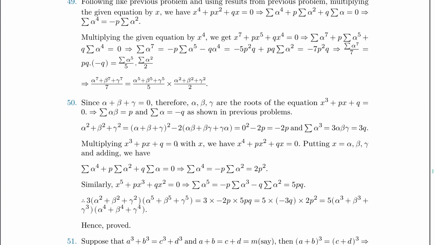Now multiplying this with x, we get x to the power 4, and thus we find sigma alpha to the power 4 as 2p square. And then we multiply the given equation by x square to obtain this equation, and then we substitute alpha, beta, gamma and add those to obtain sigma alpha to the power 5, that is 5p cube. And now we have the values for the sum of squares of roots and the sum of fifth powers of the roots, and we put the values, and then we have the powers of 3 and powers of 4, and that's how we have proved it.